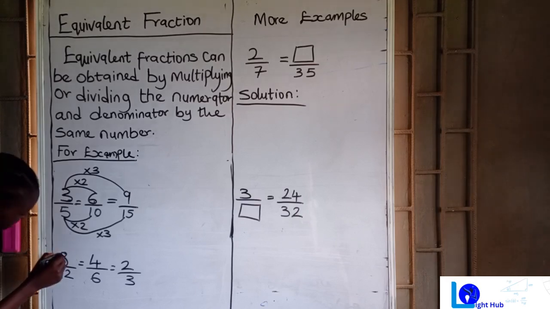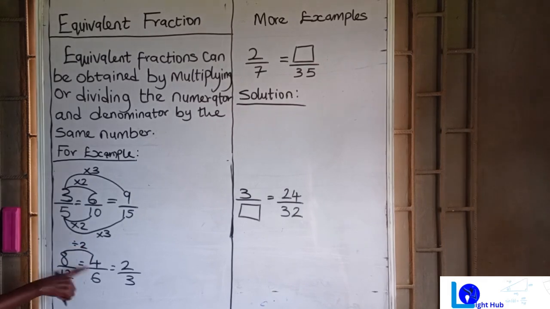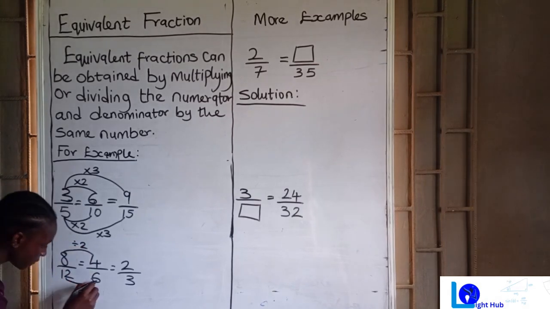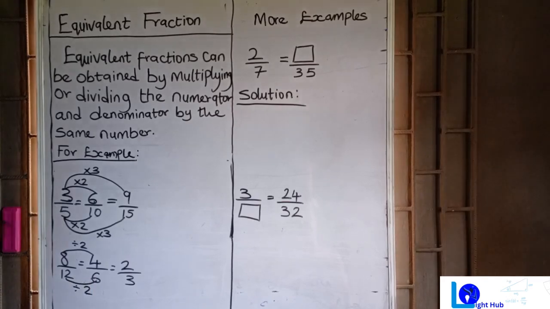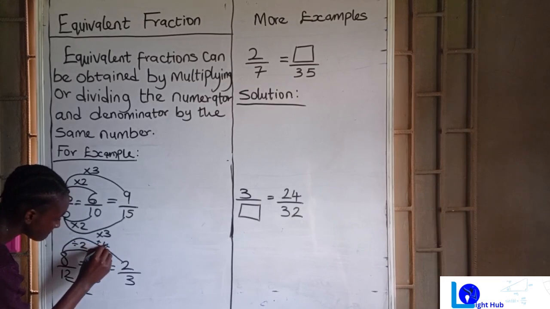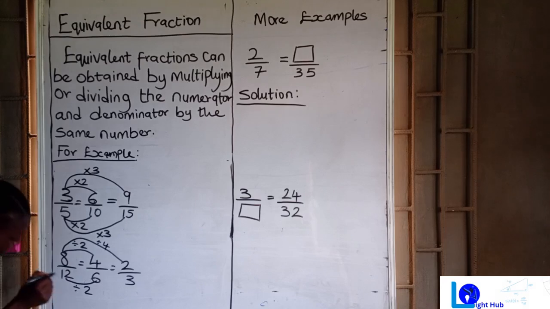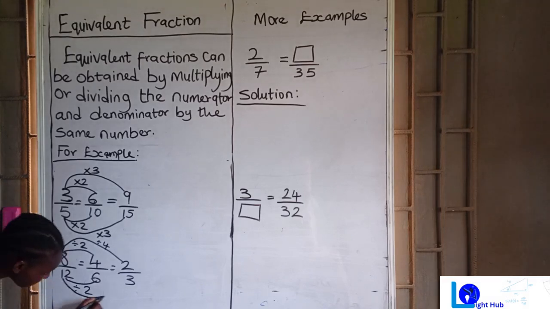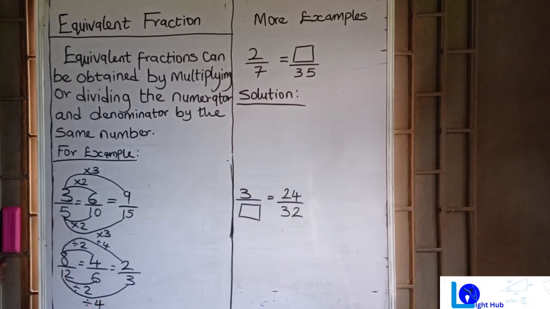So if I divide 8 by 2, I get 4. If I divide 12 by 2, I get 6. If I divide that same 8 by 4, I get 2. 8 divided by 4 is 2. If I divide that same 12 by 4, I get 3. That is why these fractions are equivalent to themselves.